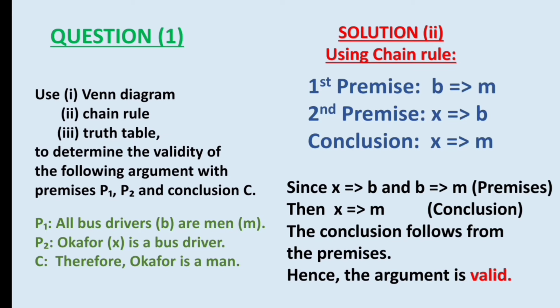and comparing with the conclusion X implies M, we can see that the conclusion follows from the premises, because X implies B comes from the second premise and B implies M comes from the first premise. So in conclusion, X implies M as a shortcut. In this way, the argument before us in question 1 is a valid argument using chain rule.